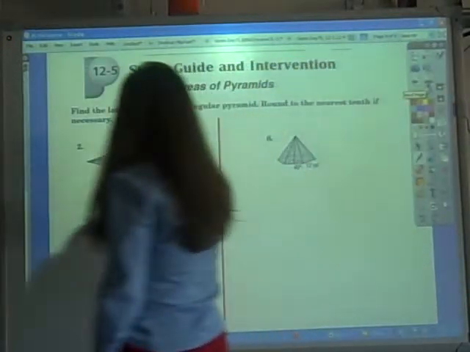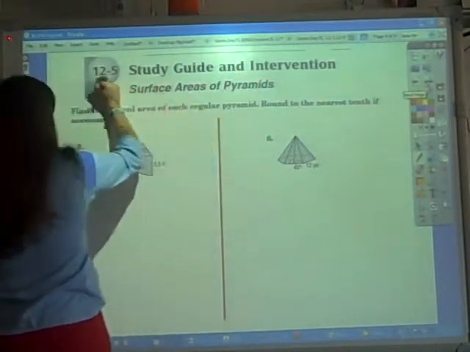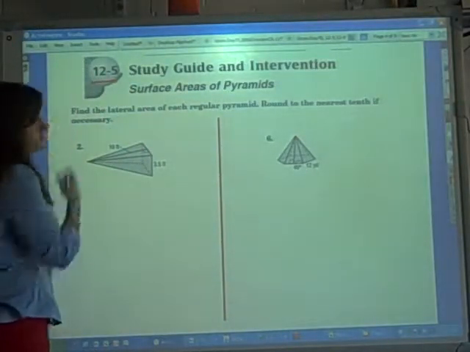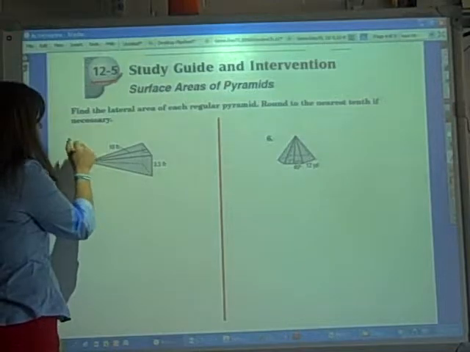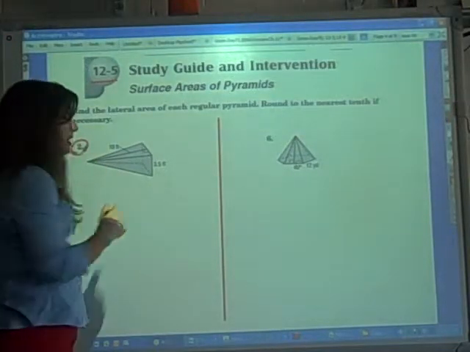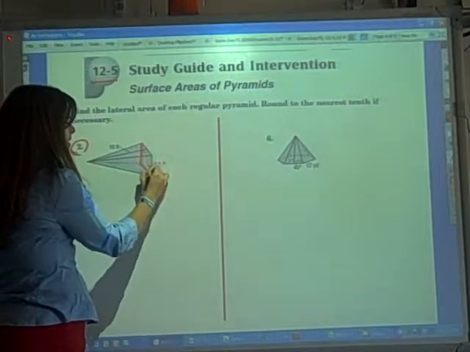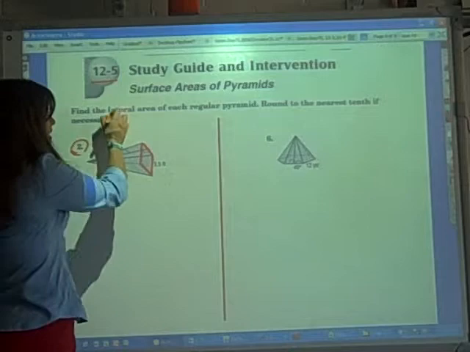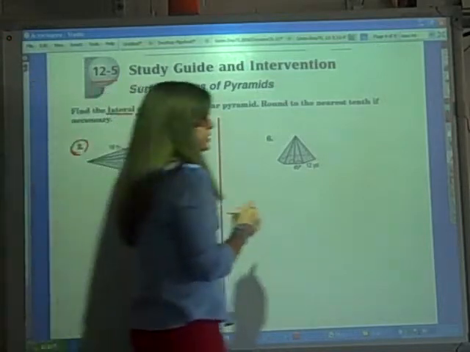Alright, here we are. Let's go to SGI. This is front side, 12:5. Pause it, find your page. Looking at number 2, you've got a pyramid. Your pyramid's kind of laying over here. So when you think about the base of this pyramid, your base is that down there.